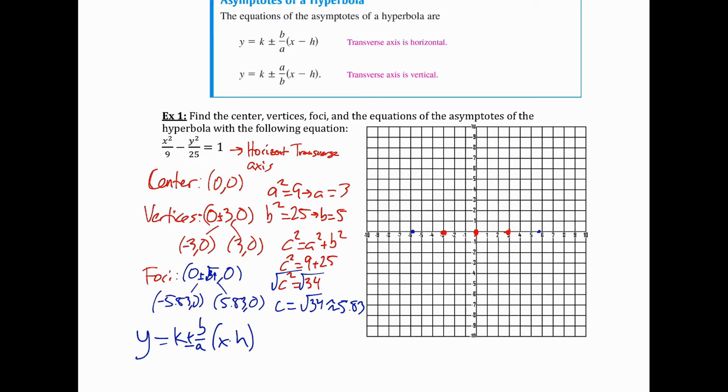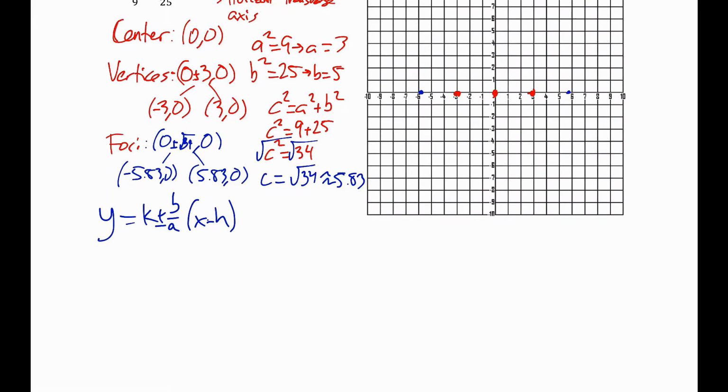We have all of that info. Now we just got to plug it in. So our k value was the y of our vertex, so it's 0 plus or minus the b value we got, which was 5 over our a value, which was 3, times x minus 0. Sorry, I keep reading the plus or minus. My apologies. So it's plus or minus.